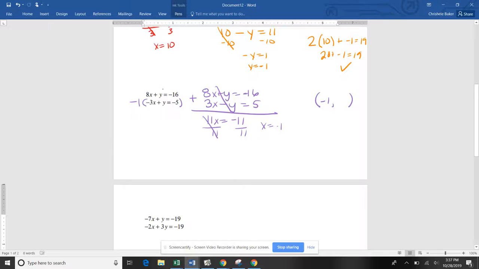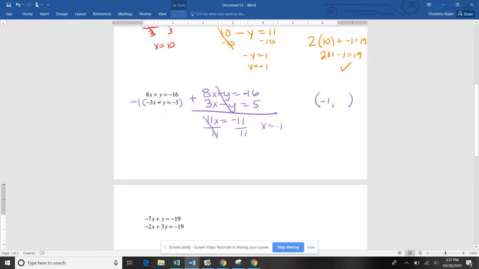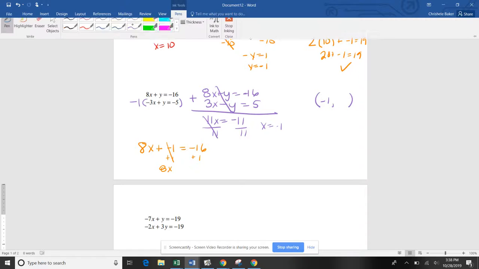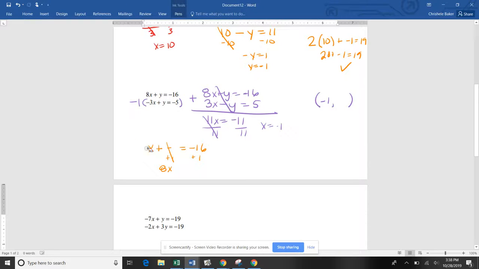Just like in the last time, I can pick whichever equation I think is easier to solve for y. I'll just do the top one. 8x plus negative 1 equals negative 16. So this is a negative 1. I'll add it to both sides. Oh, I did it in the wrong spot. I substituted in for y instead of x.